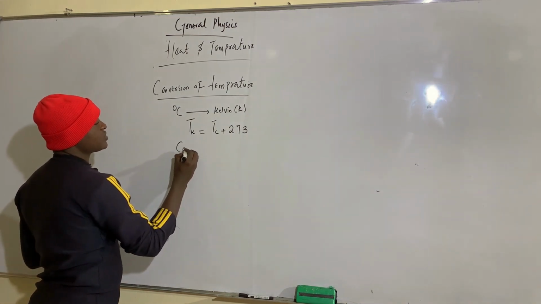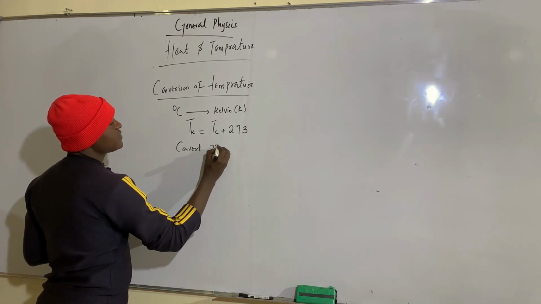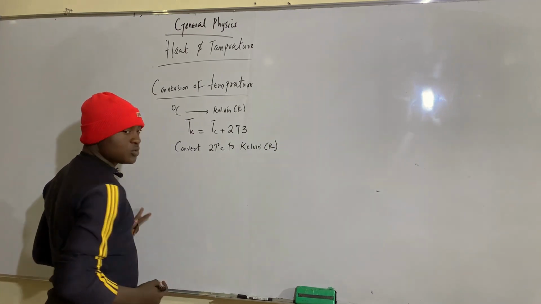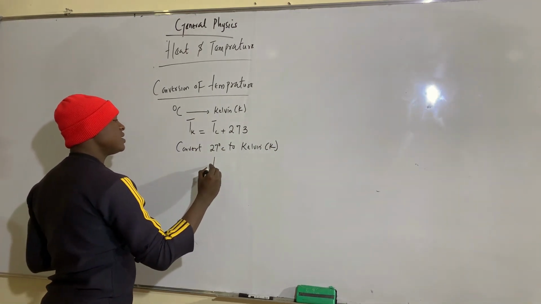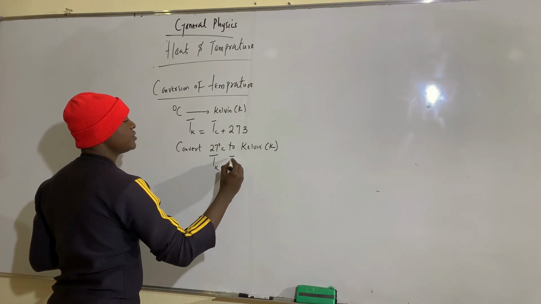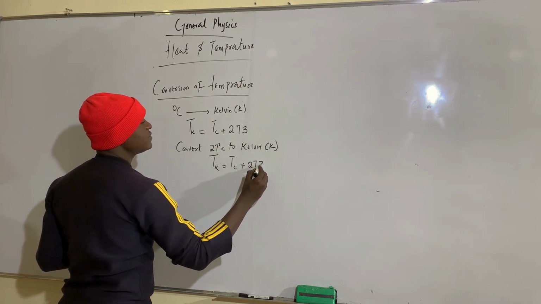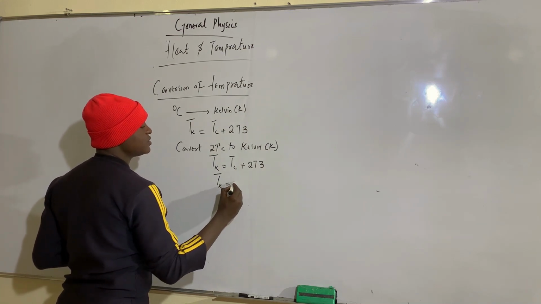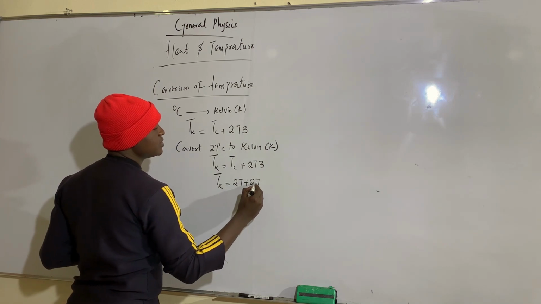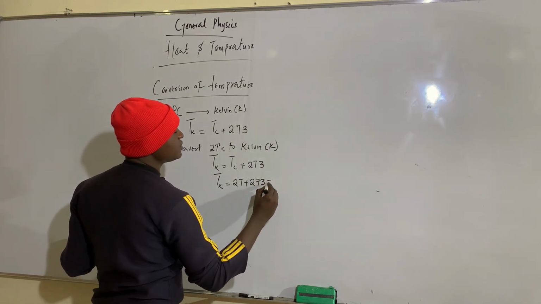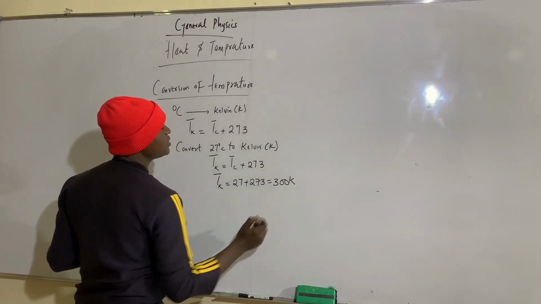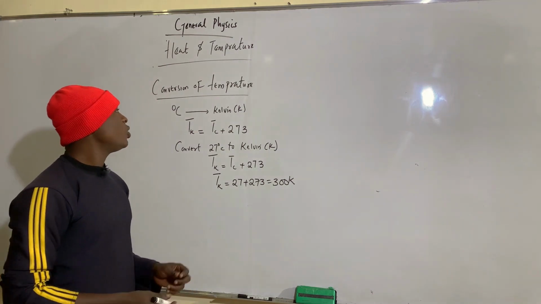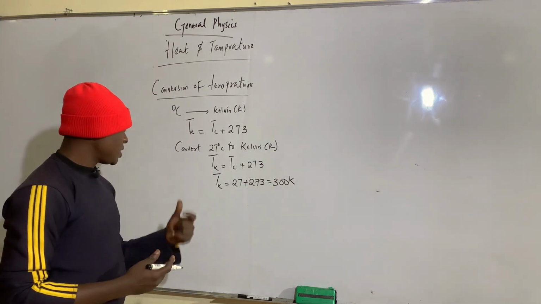Let's say, for example, I was asked to convert 27 degrees Celsius to Kelvin. I don't need to worry since I know the formula: temperature in Kelvin is equal to temperature in Celsius plus 273. So the value we have in Celsius is 27. That means temperature in Kelvin is equal to 27 plus 273. So 27 plus 273, of course, we are going to have 300 Kelvin. You can see, we changed it from Celsius to Kelvin.